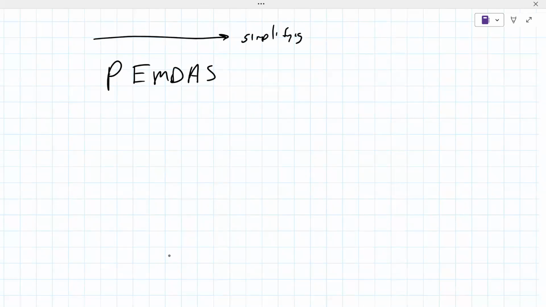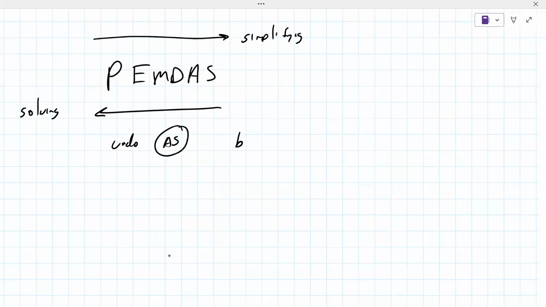Now we talked about order of operations. So when you're simplifying, you go this direction, right? You go to the right. But when you're solving, you go back this way. So you always undo addition and subtraction before multiplication and division.